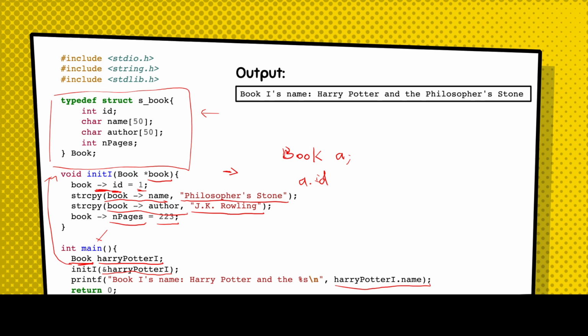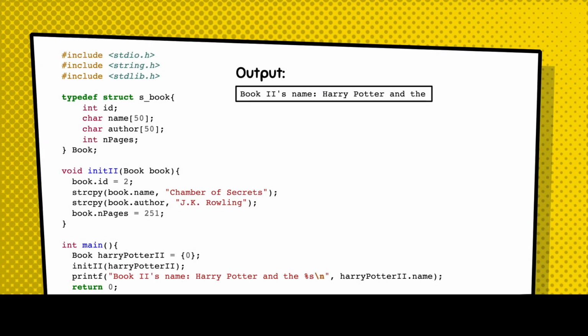Now let's take a look at the second program, also written in C. As you will see, this program is very similar to the previous one, other than the function of init. And you may already find that here we pass Harry Potter 2 directly into this function init2.